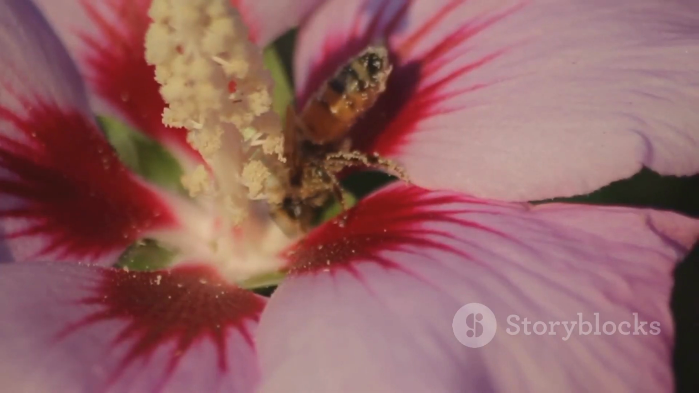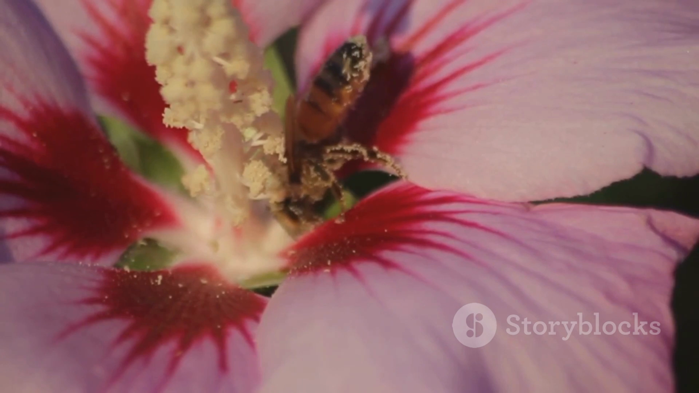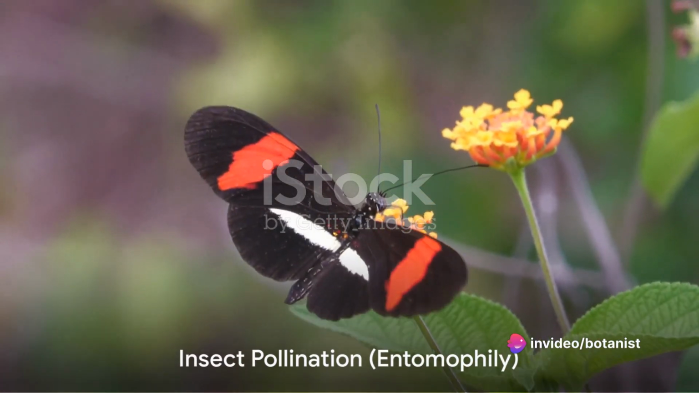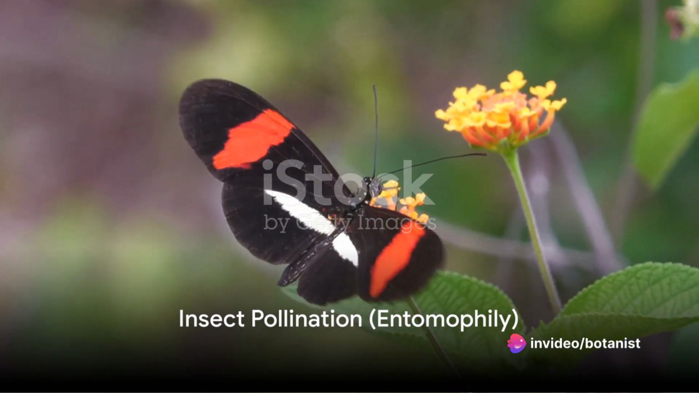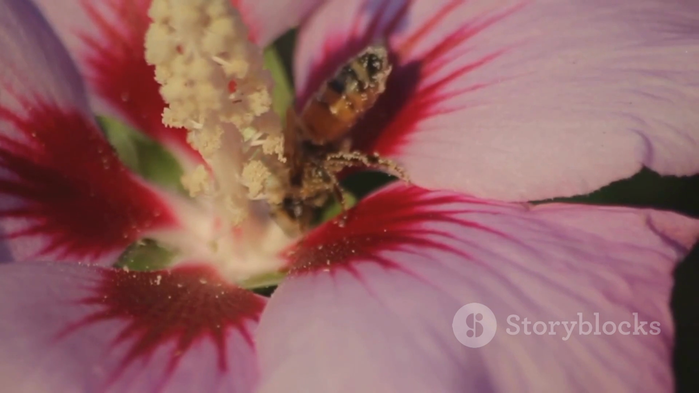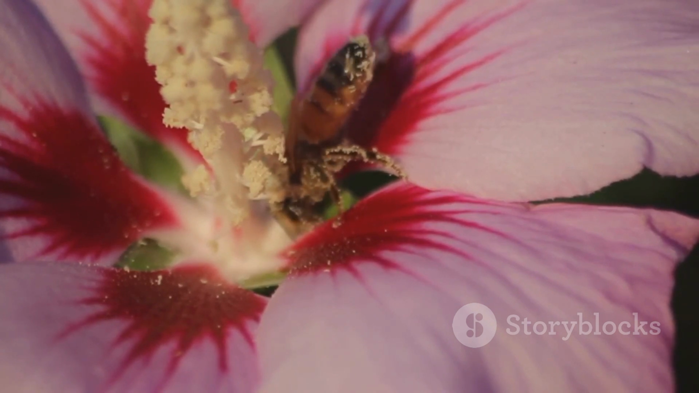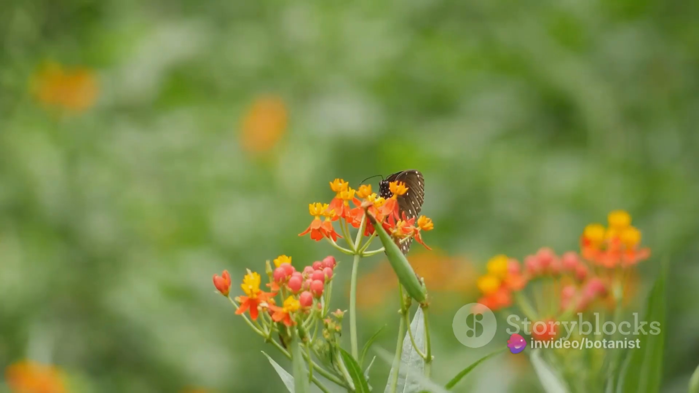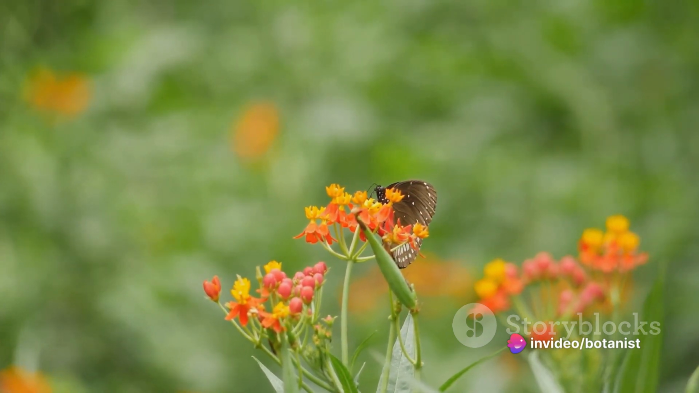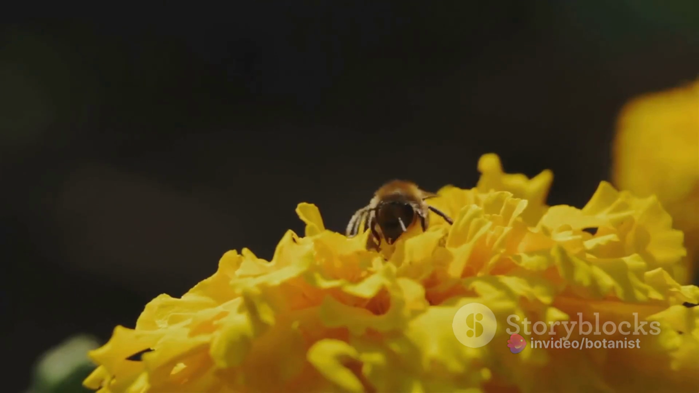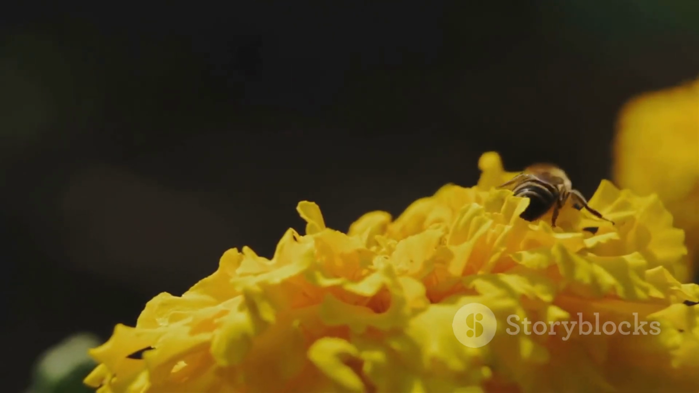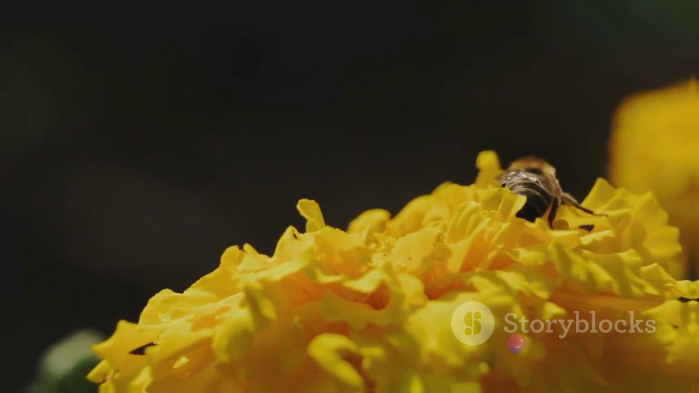They may also have specific adaptations like bright colors, strong fragrances, and intricate shapes to facilitate pollen transfer. Within animal pollination, we find subcategories based on the type of animal involved. Insect pollination, or Entomophily, involves insects like bees, butterflies, moths, beetles, and flies. Each insect has its own preference for flower characteristics, such as color, shape, and scent. As these insects move between flowers collecting nectar or pollen, they unintentionally transport pollen grains, thus aiding in pollination.